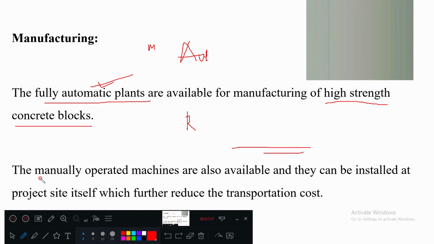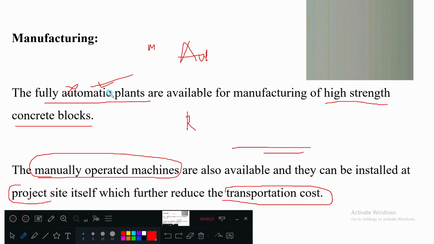There may be some cases where we can use manually operated machines also. So they are project oriented. Means what? For a particular project, maybe 1 lakh blocks are sufficient in the duration of 6 months. At that time fully automated is not necessary. At that time you can go for semi-operated or semi-manual operated type. So it will reduce what?